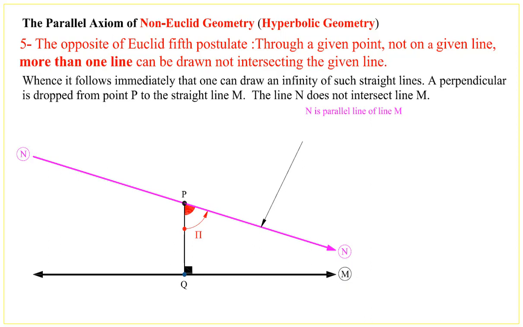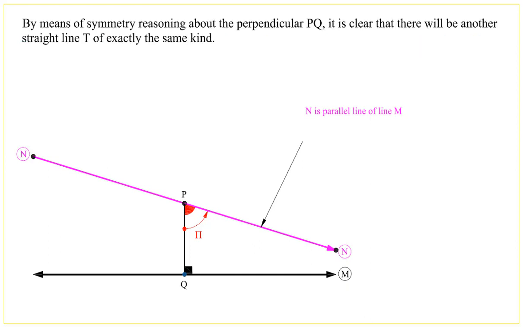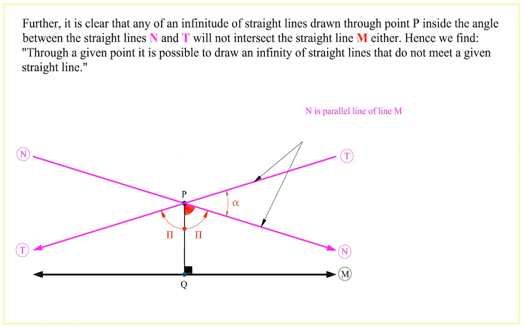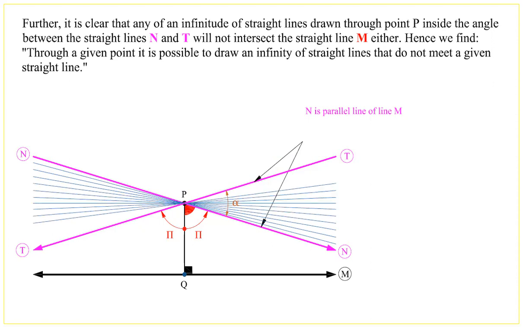A perpendicular is dropped from point P to the straight line M. The line N does not intersect line M. By means of symmetry reasoning about the perpendicular PQ, it is clear that there will be another straight line T of exactly the same kind. Further, it is clear that any of an infinitude of straight lines drawn through point P inside the angle between the straight lines N and T will not intersect the straight line M either. Hence we find, through a given point it is possible to draw an infinity of straight lines that do not meet a given straight line.